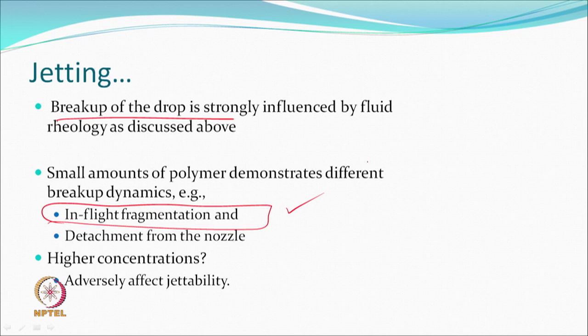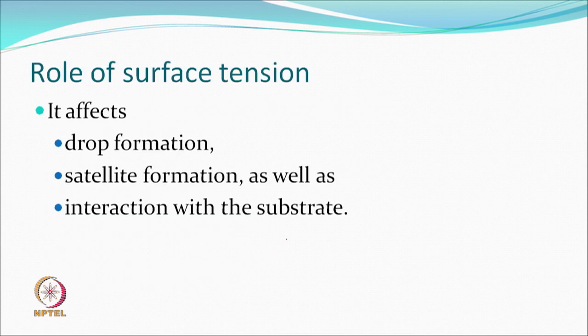If we add polymers in higher concentration, obviously it may not be a good idea, because it will adversely affect the jettability. In fact, if you have too much polymer, it can clog the nozzle itself. So, then the other property is surface tension.